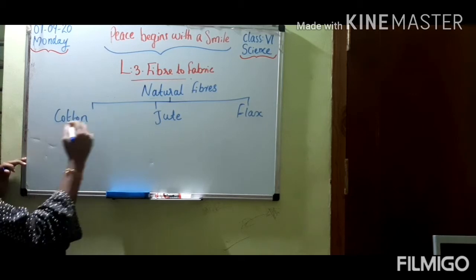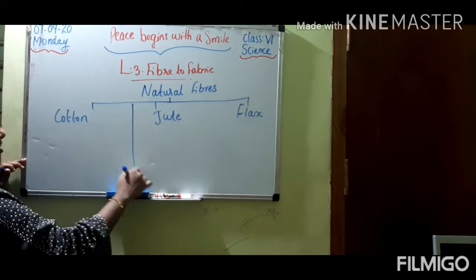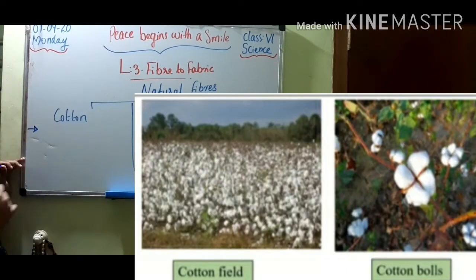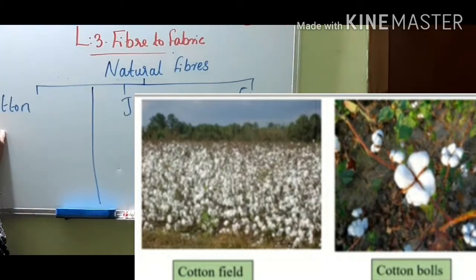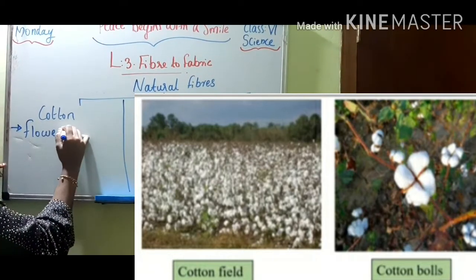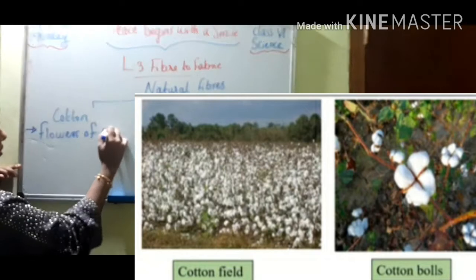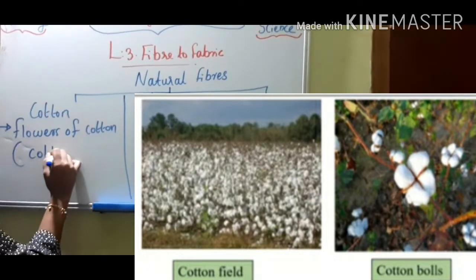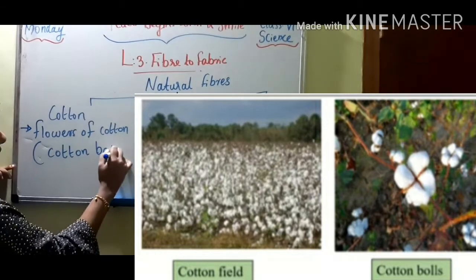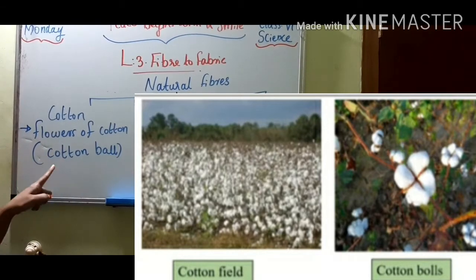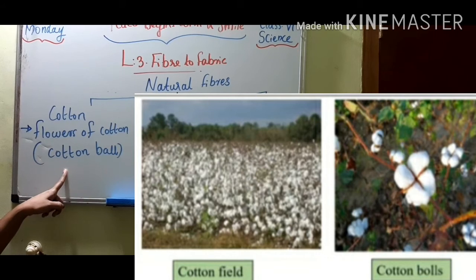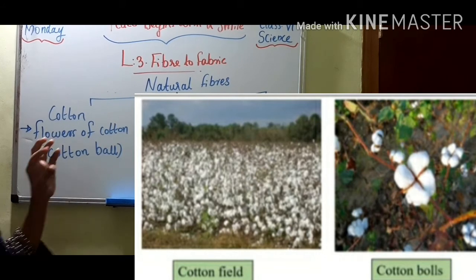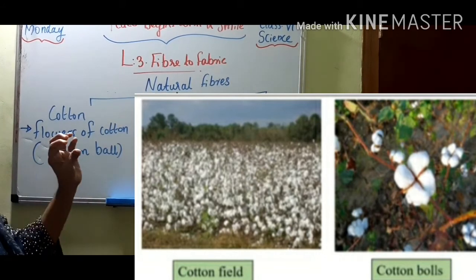Okay, now we can check from where we can get cotton. We can get the cotton from flowers of the cotton plant, and that we call a cotton ball. It's actually about lemon size.